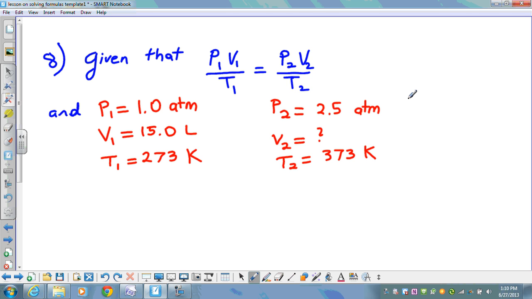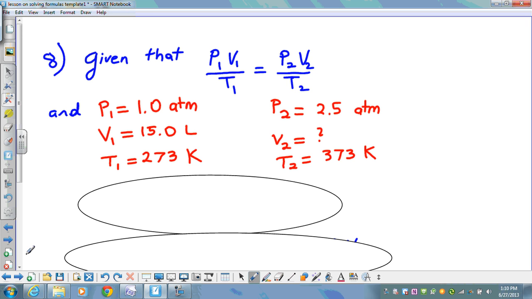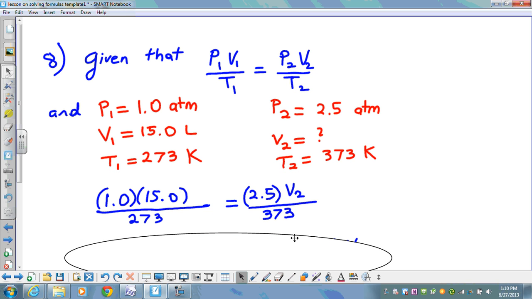So for this question, we're going to plug in everything that we know. So plug in 1 for P sub 1, 15 for V sub 1, 273 for T sub 1, and do the same for the right-hand side. Plug in what we already know. So we should get an equation in only one unknown, which will be V sub 2. So when I plug in all those given values into the equation, this is what I got. Again, the only unknown is V sub 2, and we need to isolate it by itself.